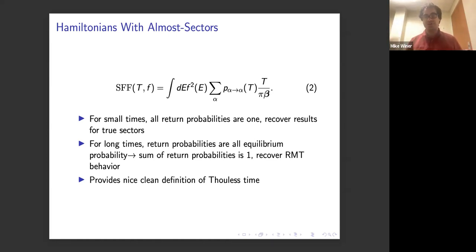So there's this clean statement that we reach random matrix theory exactly when the system thermalizes, right? The enhancement factor from random matrix theory becomes 1 exactly when the distribution equals the equilibrium distribution, which is a nice way to calculate Thouless times for arbitrary crazy systems. Does this make sense to people?